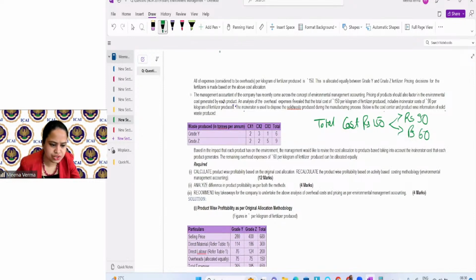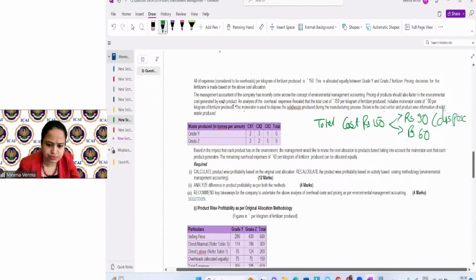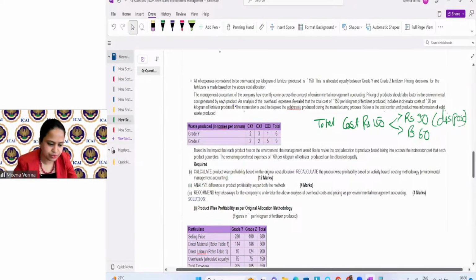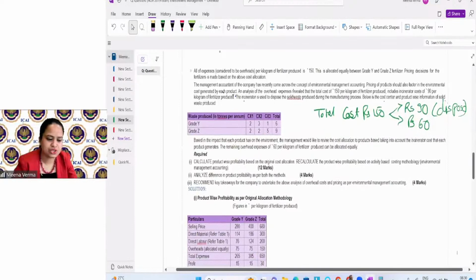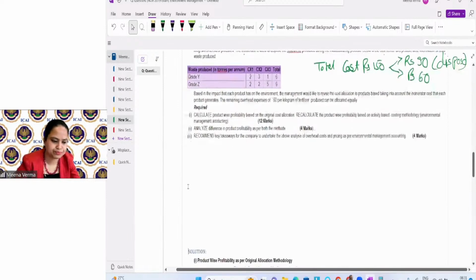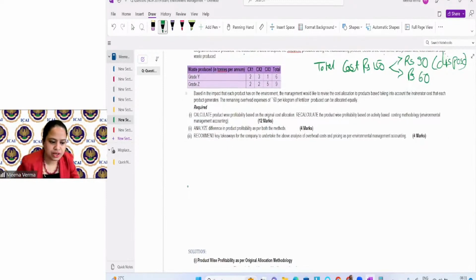Now, what is the question? Incinerator is used to dispose the solid waste produced during the manufacturing process. Below is the cost center and product wise information of the solid waste. Okay, what else we have? What we have to do here, so calculate based on the impact that each product has on the environment.